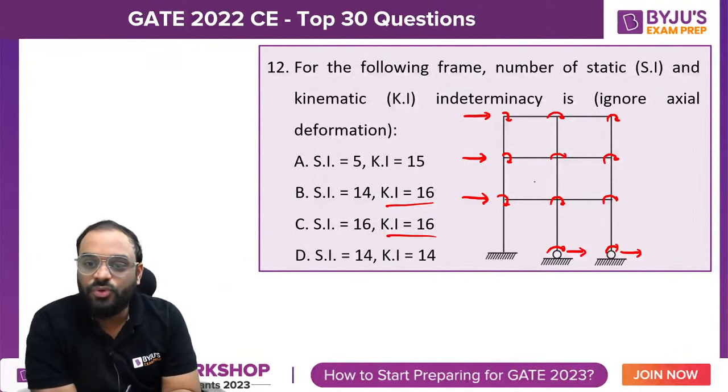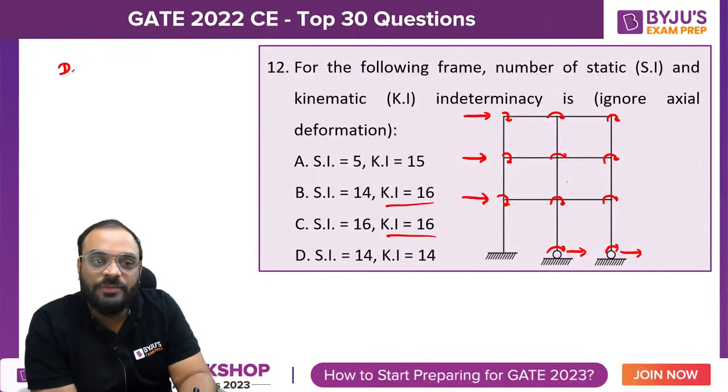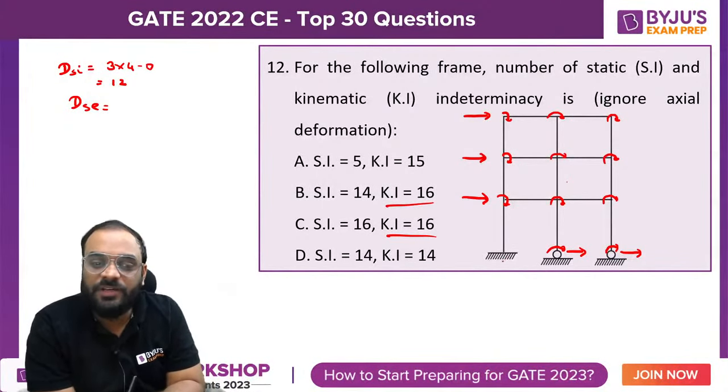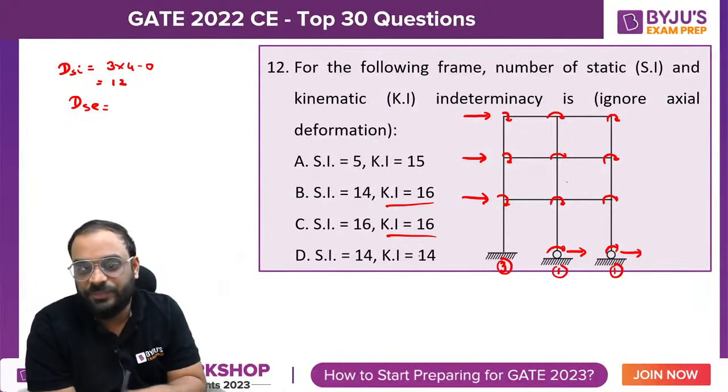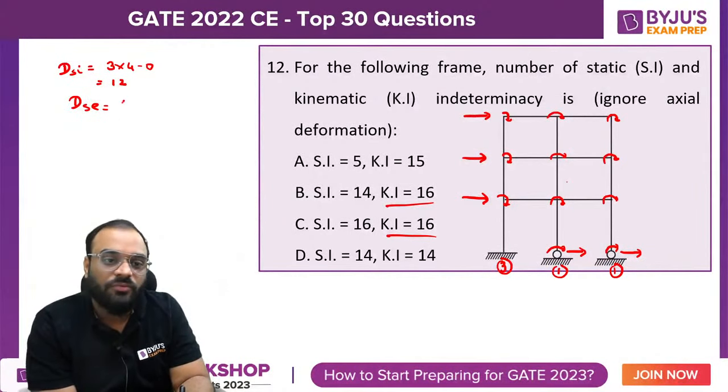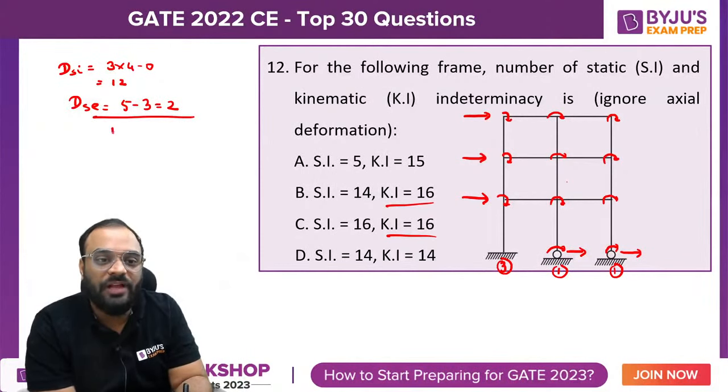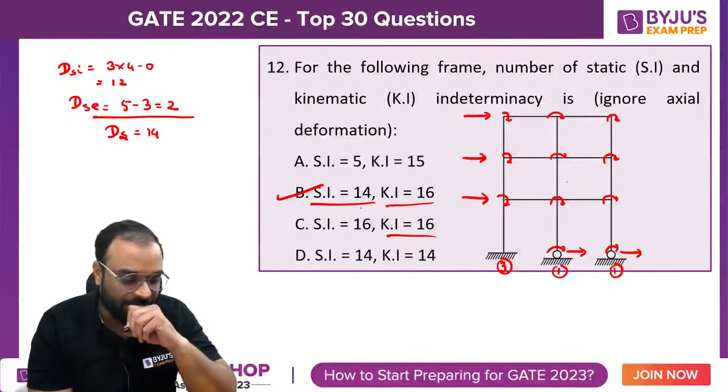Now what about static indeterminacy? We have 4 closed loops. So DSI is equal to how much? 3 into 4 minus 0. So it will be 12. What about DSE? DSE is RE minus 3. In this case, we have this particular support as fixed, which has 3 reactions, and roller 1 reaction, roller 1 reaction. So 5 minus 3, that will be 2, right? If you add both the values, you will get the value of DS, that will be equal to 14. So 14 and 16 is the combination, and that's why B is the correct answer.